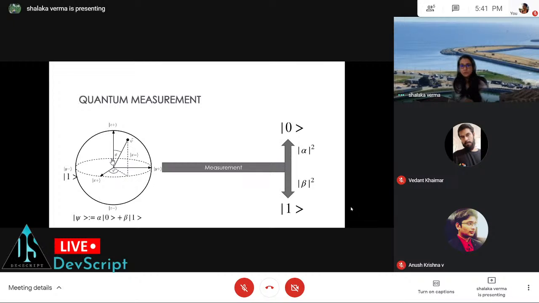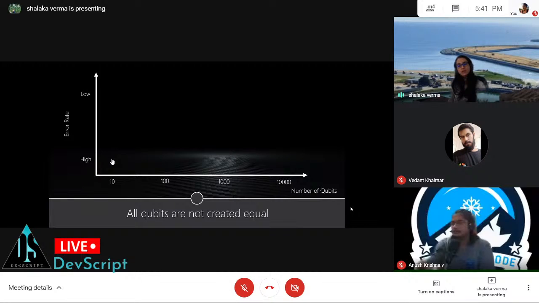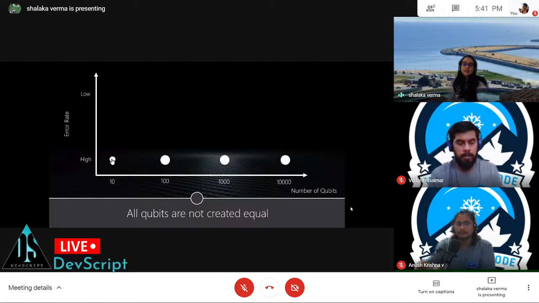Hope I'm making myself clear, folks. This can become a bit more confusing here, but of the mathematics, we are now talking about how a qubit looks, right? So now all qubits are not created equal. And what does that mean? It means that every qubit, we talked about different physical morphologies of a qubit.